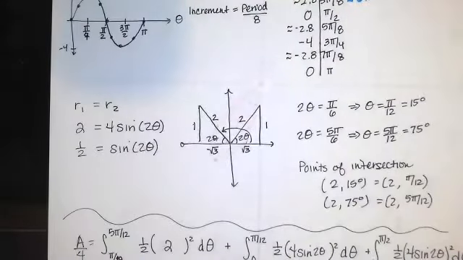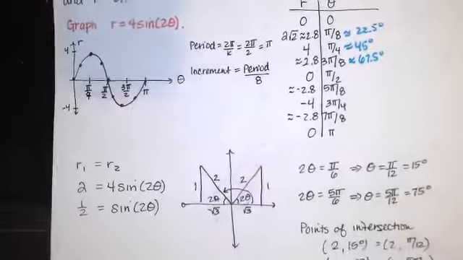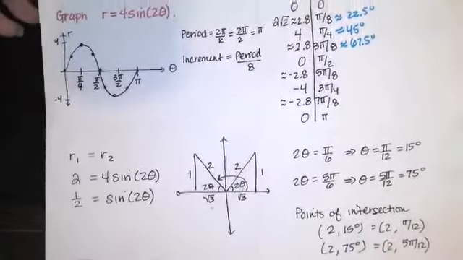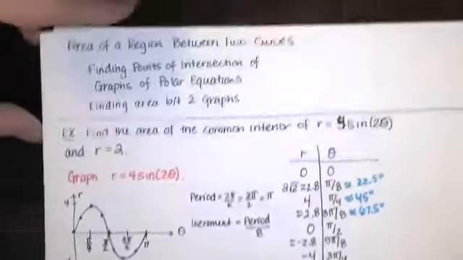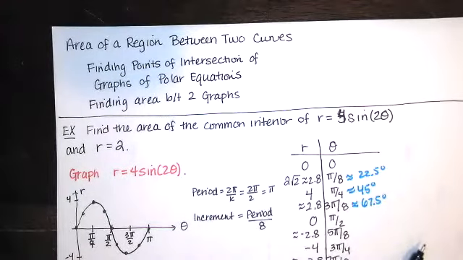Okay, so you sketch them and you look at the picture, and then you set up the area integrals for each of the parts, and that is how we find the area between 2 graphs given by polar equations.